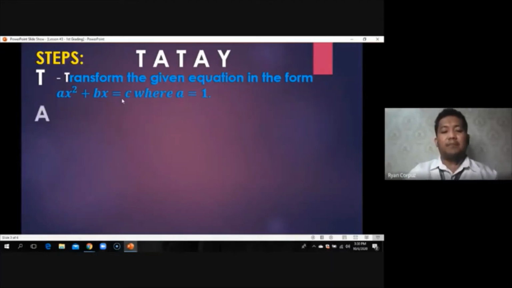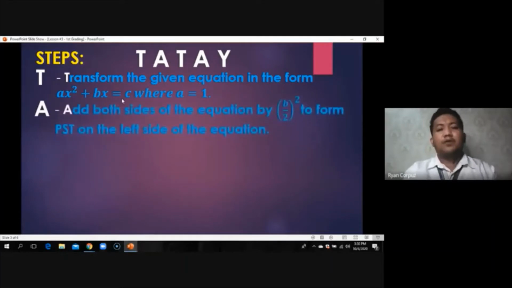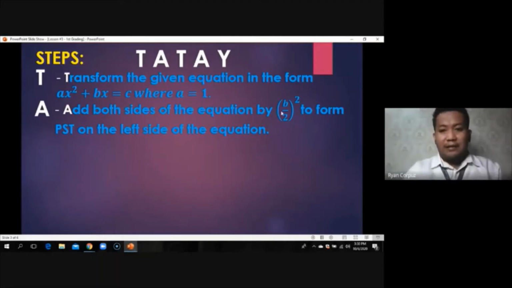Then second step, the first A stands for add both sides of the equation by b over 2 quantity squared to form PST or perfect square trinomial on the left side of the equation. Yun, kanina binanggit natin yung b over 2 quantity squared. That plays a very important role in order for us to solve quadratic equation by completing the square. Kasi sabi dito, that b over 2 quantity squared will help us form PST.